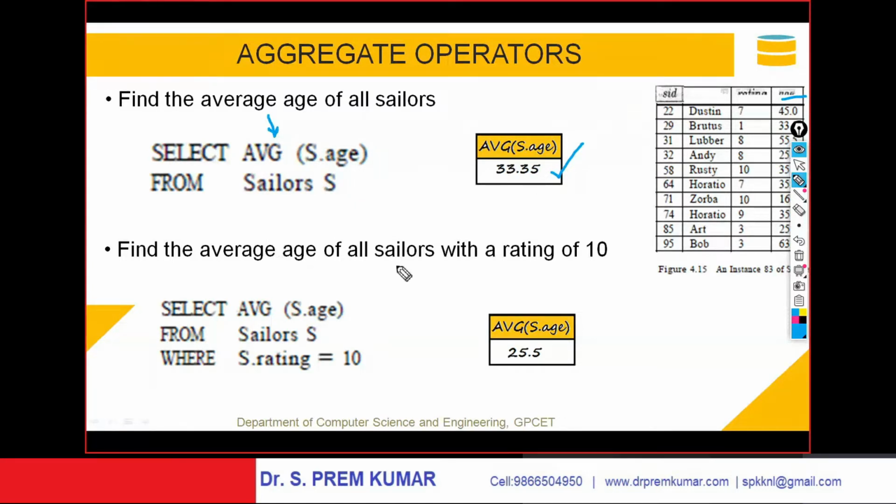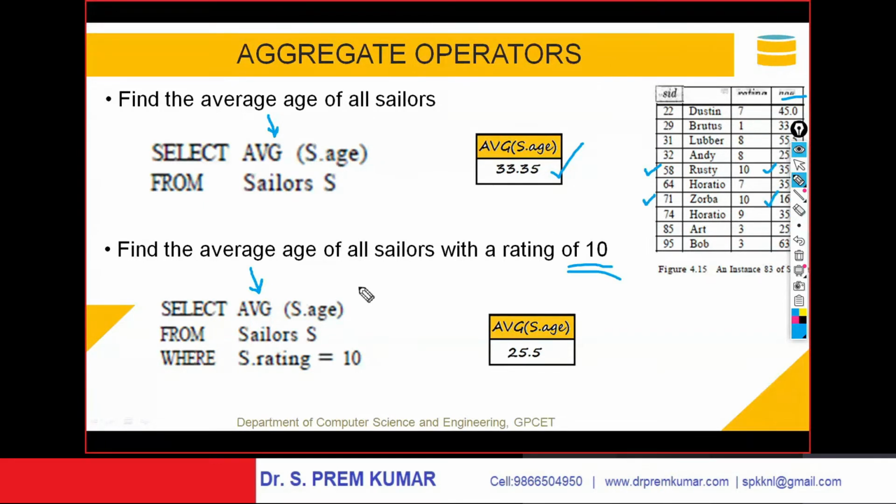Similarly, I want to find the average age of sailors whose rating is equal to 10. I am putting a condition. Select average of age column from sailors where rating equals 10. Only those rows whose rating is 10 are considered. That is Jorba and Rusty. Rusty's age is 35 and Jorba's age is 16. These two are considered and averaged.